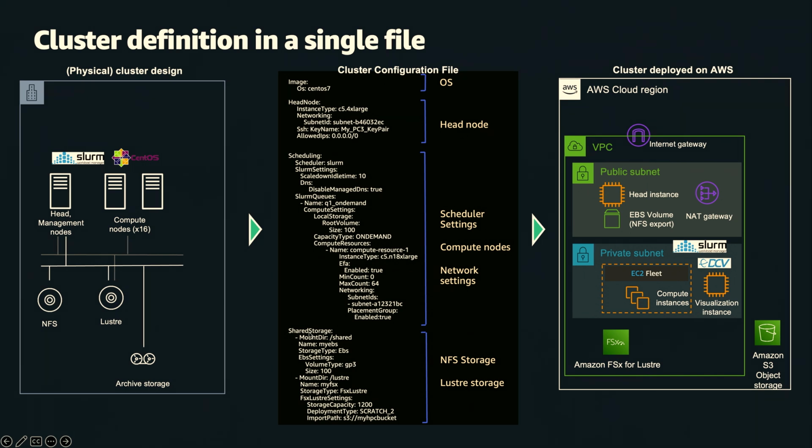We can also define shared storage. Here we have an EBS volume mounted at /shared. We have an FSx for Lustre volume mounted at /Lustre. That in turn is tied to an S3 bucket implementing kind of long-term life cycle.